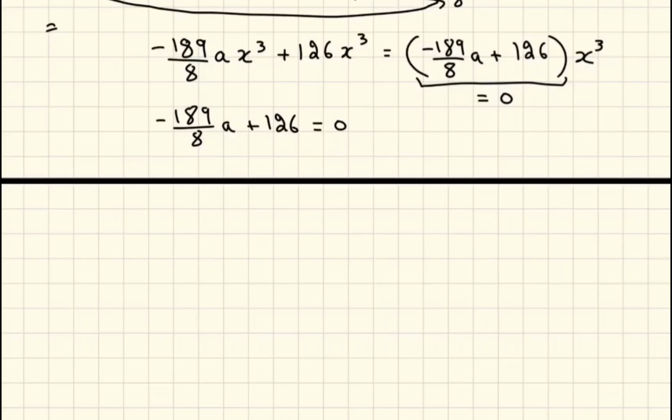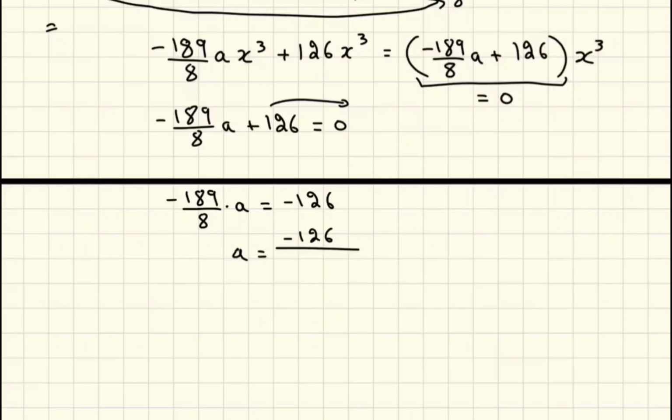So to continue from here, we need to move the 126 to the other side. We get minus 189 over 8a equals minus 126. Then to find a, because this is multiplication, you can divide by minus 189 over 8. When you do this on the calculator, our answer will be 16 over 3. So I know that a in this case will be 16 over 3.